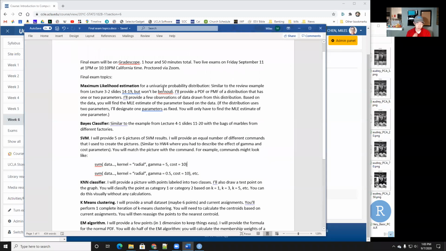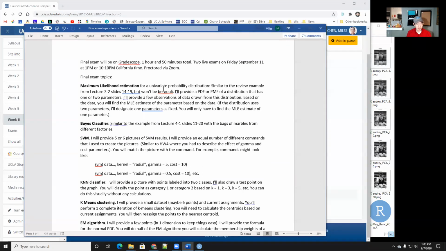The final exam will be taken via Gradescope, and it will be 1 hour and 50 minutes total. We'll have 2 live exams on Friday, September 11th, and you can either take it at 1 o'clock or at 10:10 p.m., and we'll proctor via Zoom.